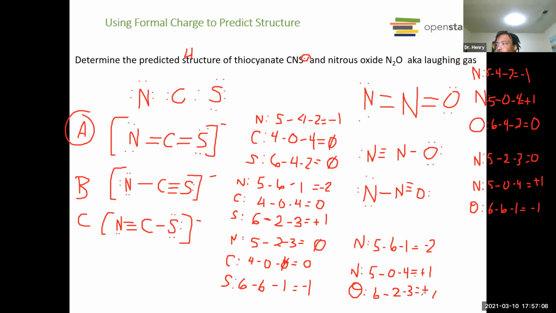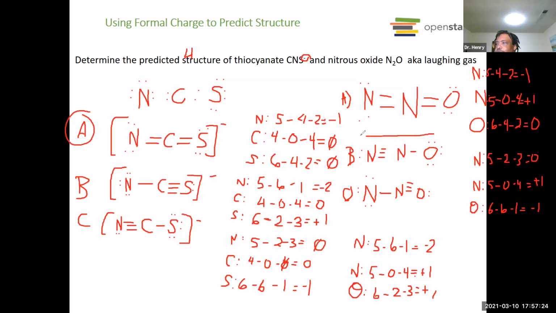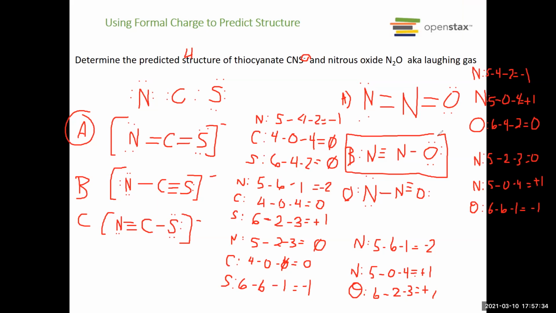So, which one is preferred? A, B, or C? I heard somebody say it. B. B? Yes, so B is preferred. And that, again, is because oxygen is more electronegative, so it's going to want to have the negative. Piece of cake? Yeah.